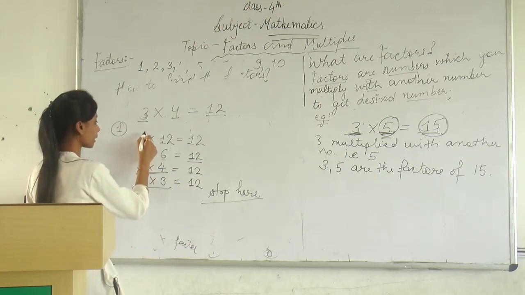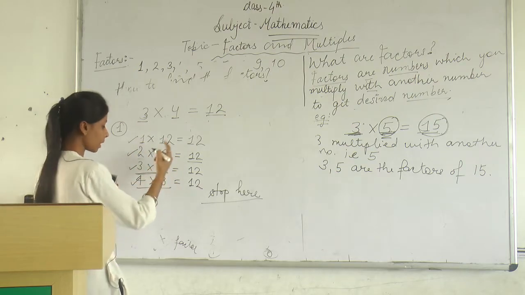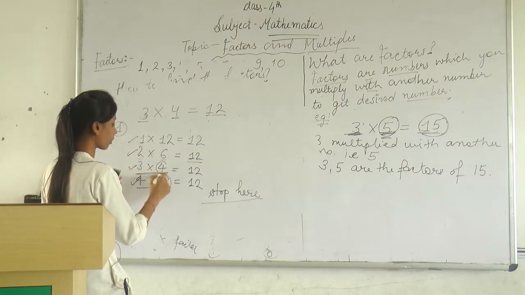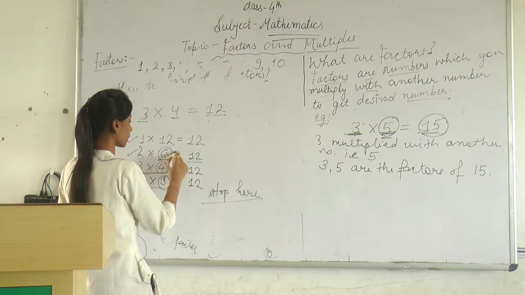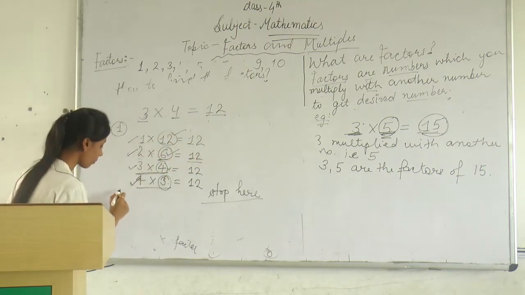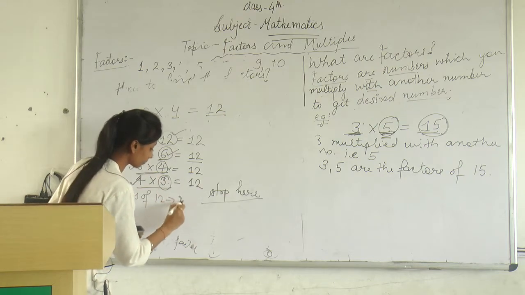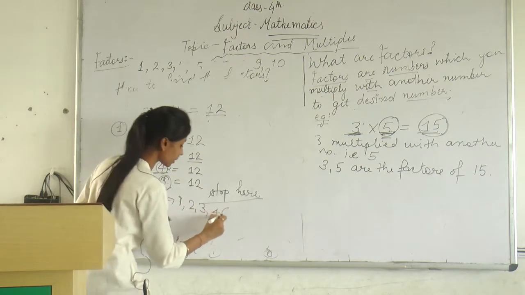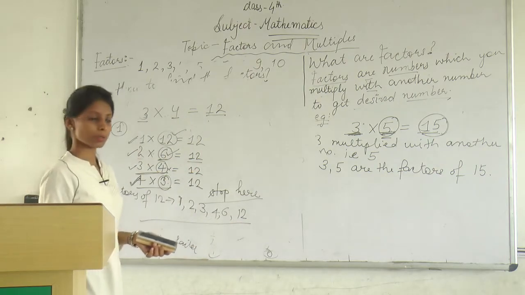So what are the factors? Starting from here, 1, 2, 3 and 4, and the repeating ones. 3 we don't consider because we have already taken 3. 4 also we don't consider because 4 is already a factor we have taken. Now 6 and lastly 12. So what are the factors of 12? 1, 2, 3, 4, 6 and 12. These are the factors of 12.